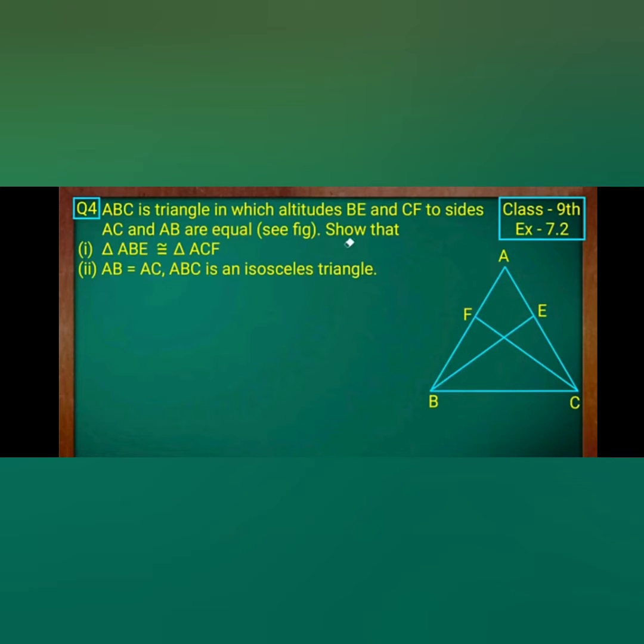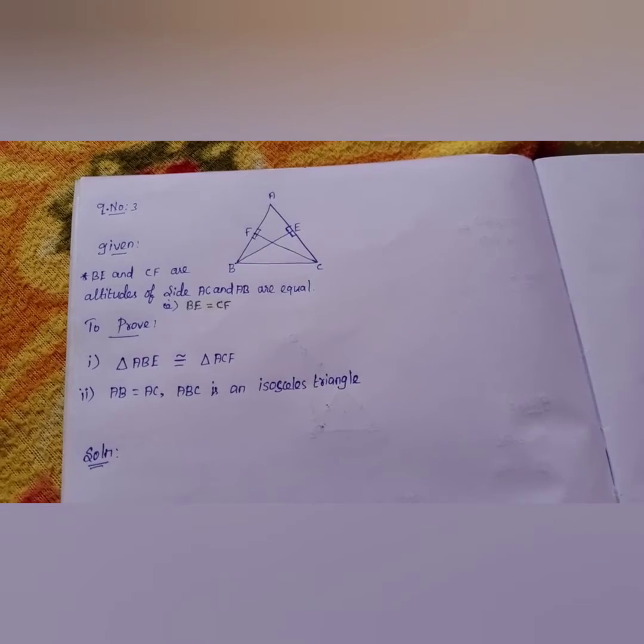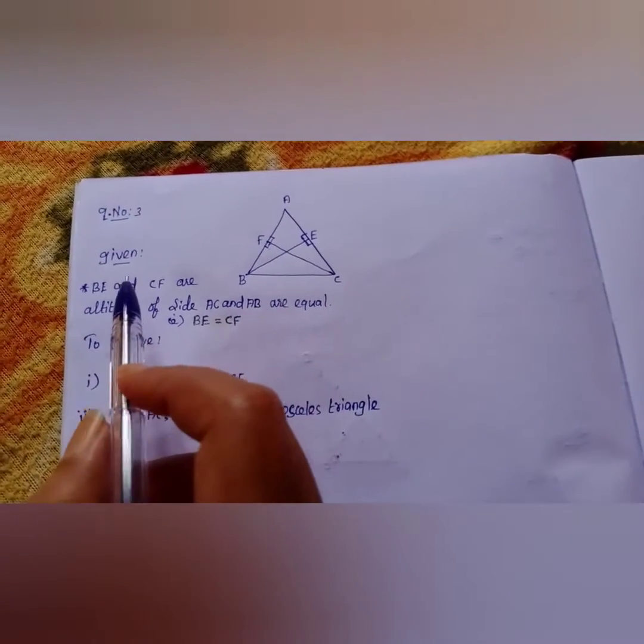So students, this is a question. Question number 4. ABC is a triangle in which altitudes BE and CF to sides AC and AB are equal. Show that triangle ABE is congruent to triangle ACF. And the second one, AB equal to AC. ABC is an isosceles triangle.